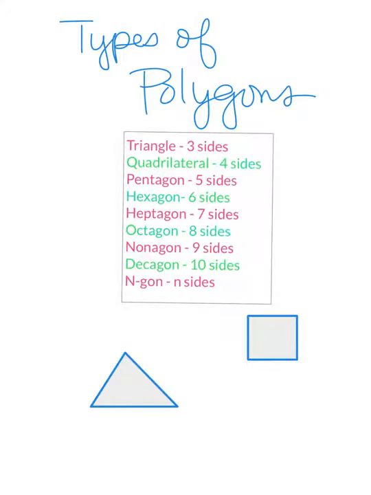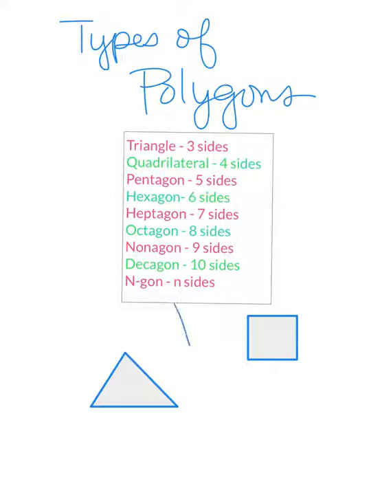Another way we classify polygons is by the number of sides. A triangle has 3 sides, a quadrilateral has 4 sides. Some of these are probably familiar to you. Pentagon has 5 sides, a hexagon has 6 sides, heptagon has 7 sides, octagon has 8 sides. Those you're probably familiar with. As you get larger, a nonagon is 9 sides, and a decagon has 10 sides.